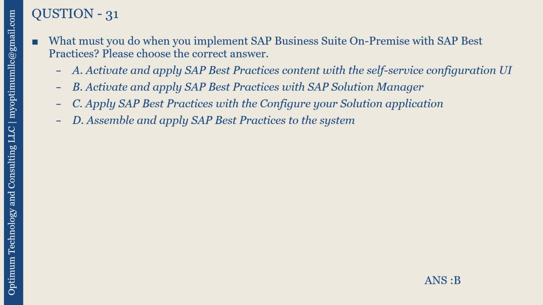Question 31. What must you do when you implement SAP Business Suite on-premise with SAP best practices? Please choose the correct answer. A. Activate and apply SAP best practices content with the self-service configuration UI. B. Activate and apply SAP best practices with SAP Solution Manager. C. Apply SAP best practices with the Configure Your Solution application. D. Assemble and apply SAP best practices to the system.